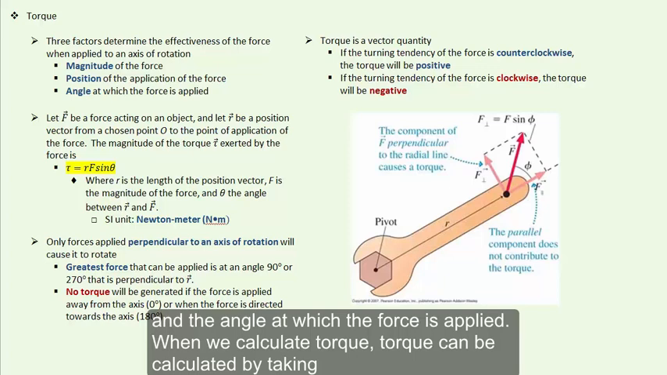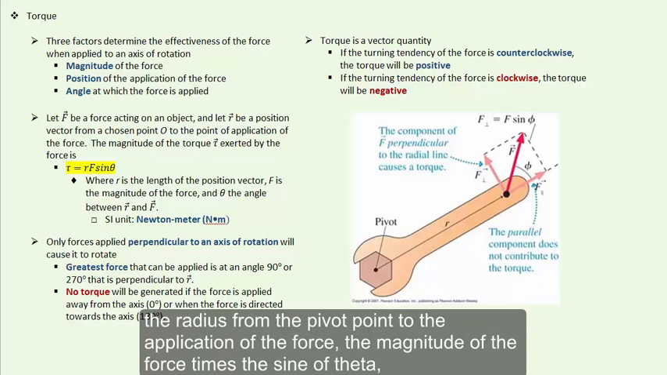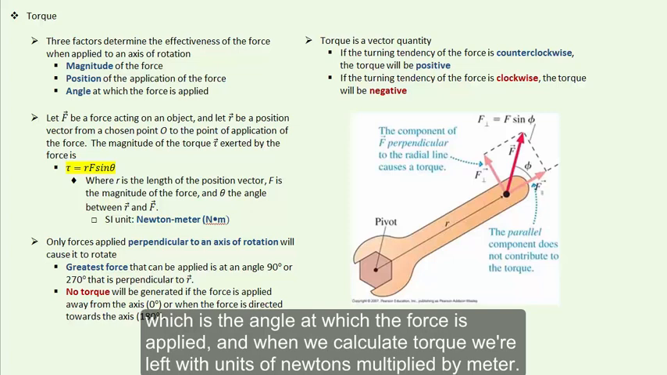When we calculate torque, torque can be calculated by taking the radius from the pivot point to the application of the force, the magnitude of the force, times the sine of theta, which is the angle at which the force is applied. And when we calculate torque, we're left with units of newtons multiplied by meter.